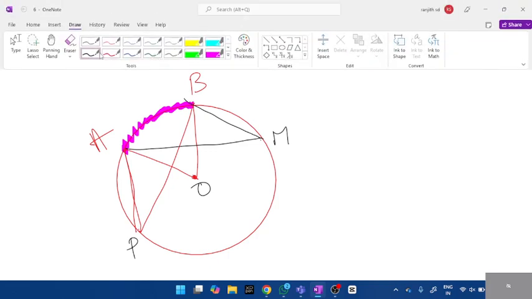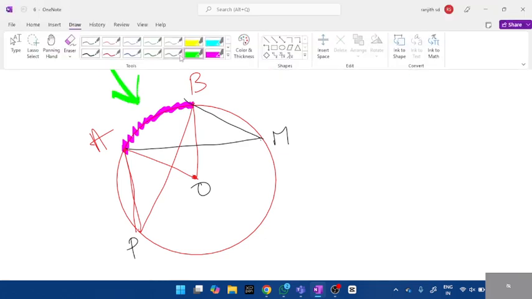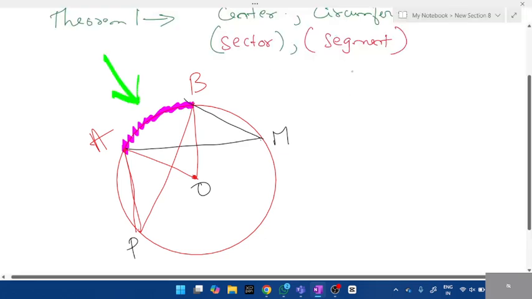Start from the arc, students. Tell me how many angles are formed. Start from this point. Tell me the different angles formed. First, AOB. Is it a sector?